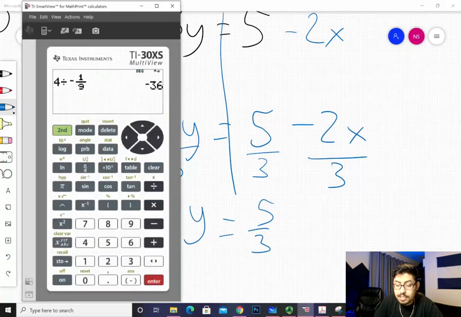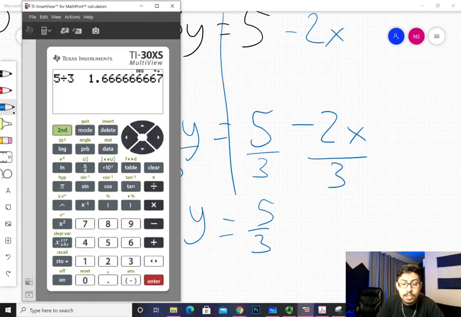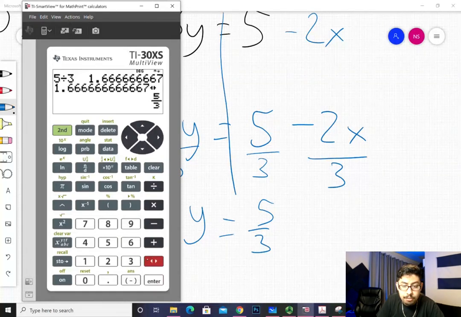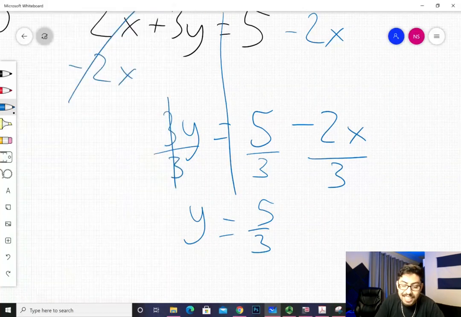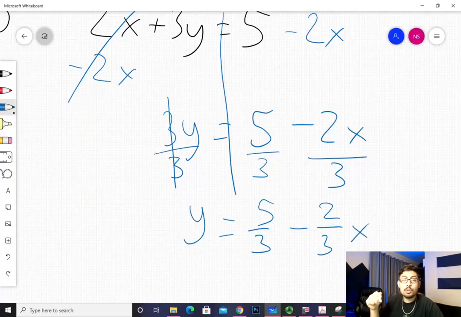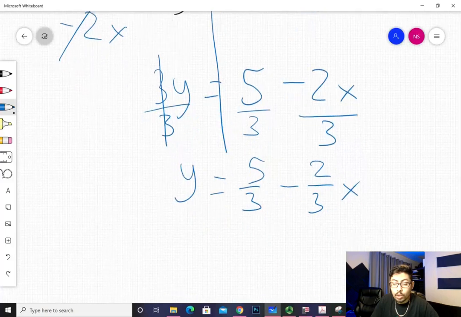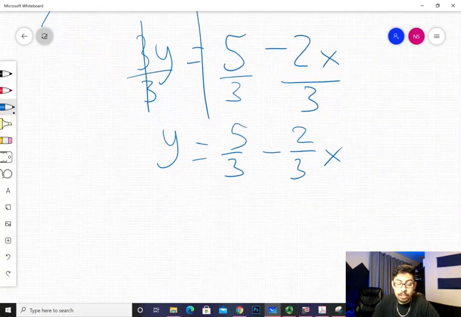And I know that's as simplified as it gets. If you were to do 5 divided by 3, you get 1.667. Make sure you convert and it stays the same, 5 over 3, right? That's as simple as it can get. And the same thing with the negative 2 divided by 3. It'll give you a long decimal. You just convert and it still gives you negative 2 over 3. This is essentially your answer when you divide by 3 on both sides.